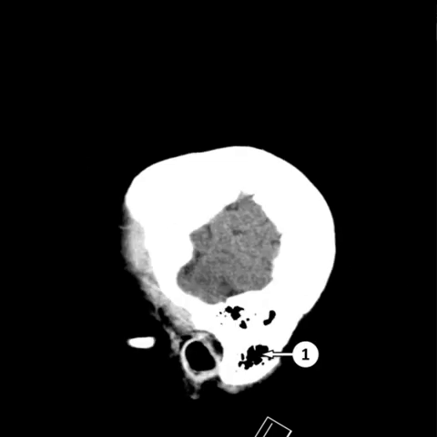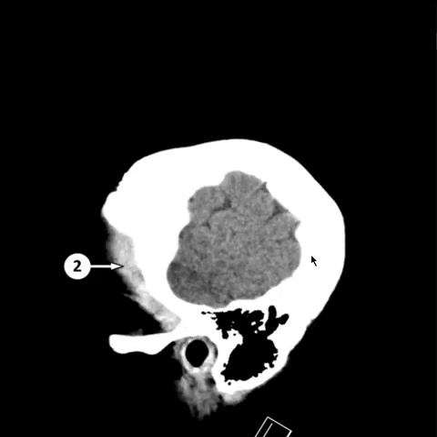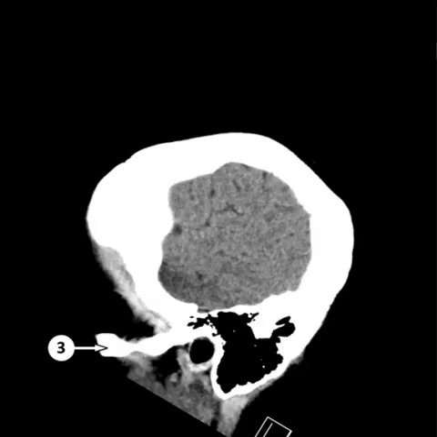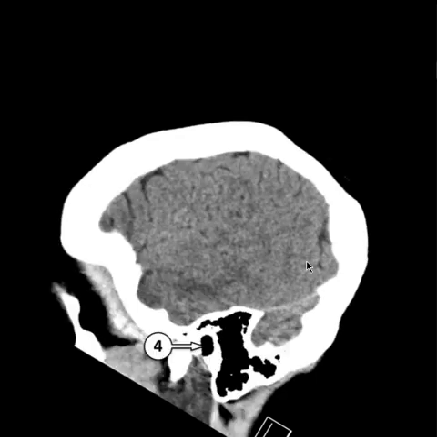Number one here, we can see the mastoid air cells. And number two is the temporalis muscle coming into view. So we're moving from lateral to medial. Number three is the zygomatic arch. Moving more medially, we encounter the external auditory canal or the EAC.